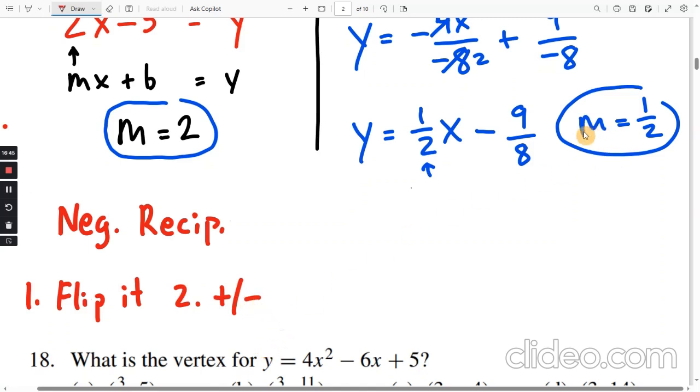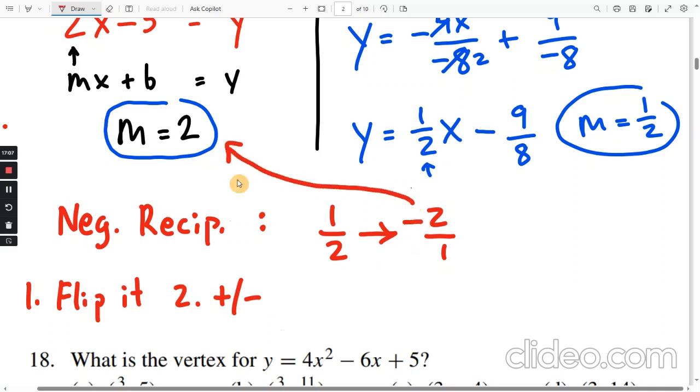All right, so let's do this one right here because it's already a fraction. If you did this one, you just have to make it 2 over 1. All right, negative reciprocal. So 1/2. Flip it, that's going to be 2 over 1, and change the plus minus sign. Right now it's positive, so changing that, it's going to be negative. Does this match the other slope? No, it does not. So that means they are not perpendicular.